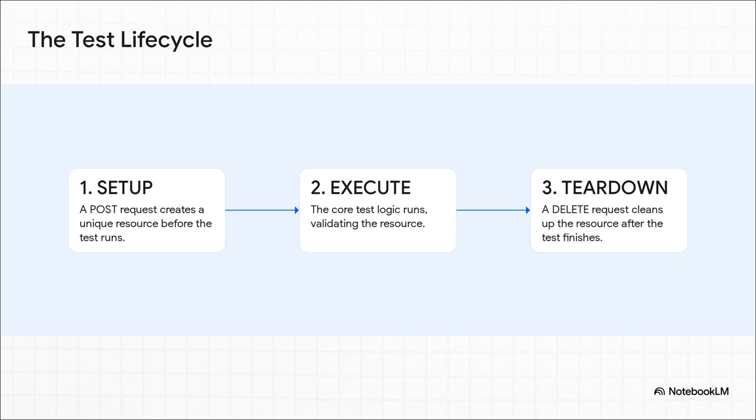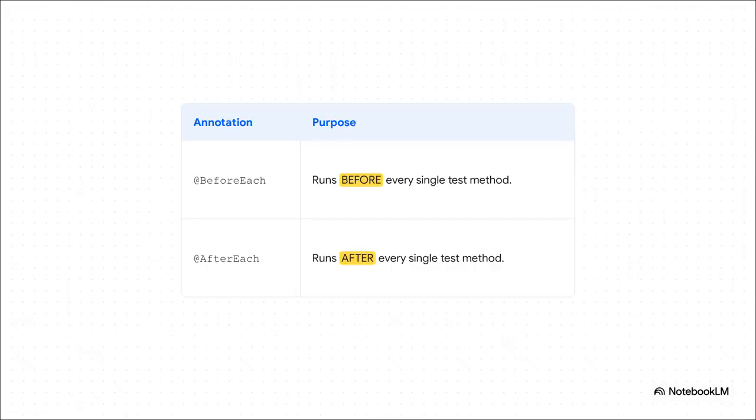Step 1 is setup. Before anything else, your code makes a POST request to create a brand new, unique resource just for this one test. Step 2 is execute. This is your actual test logic, validating that specific resource. And step 3, the one everyone forgets, is teardown. And this is critical. Whether the test passes or fails, you make a DELETE request to clean up that exact resource, leaving the environment spotless. Clean in, clean out.